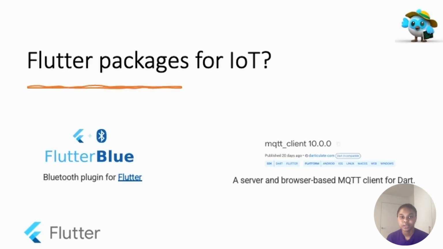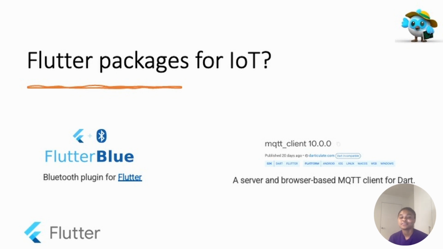It has a lot of packages now for IoT. One of them is Flutter Blue, which is a Bluetooth plugin for Flutter, and it can be used in your IoT application for serial communication. I've used this before and it was very easy to integrate in my Flutter application and also use in my IoT application. It was very seamless, very easy, very fun to use.